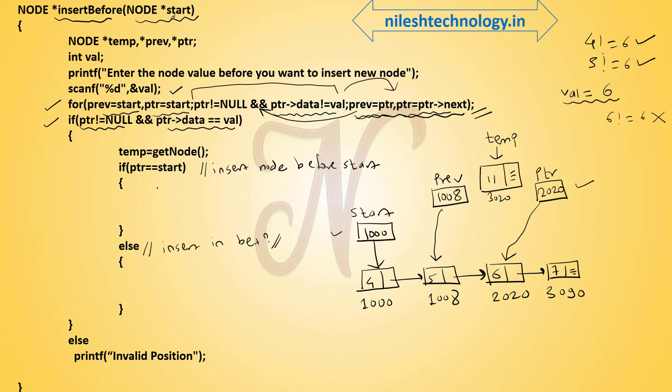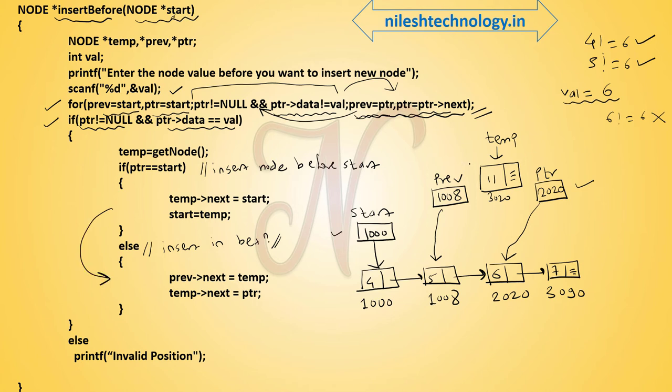So first we explain the else condition. Now it goes to else because ptr and start don't match. First line: prev of next equal to temp. Prev address is 1008, so this next is assigned to temp, and temp of next equal to ptr. So temp of next is equal to this ptr.